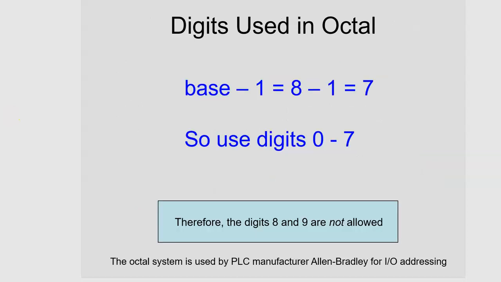So that makes base 8 natural for digital devices. Go back to this formula we talked about before: the base tells us the number of symbols. So base 8 means we have 8 symbols. If I take the base minus 1, it tells us the value of the highest symbol in that particular number system. So in a base 8 system, I can use symbols, digits 0 through 7. There is no 8 and there is no 9.